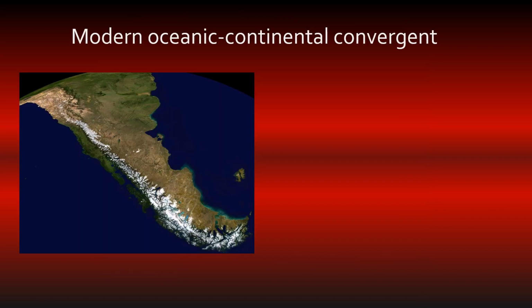A modern oceanic continental convergence, or OC convergence, can be found down here, like I said, in the western portion of South America, where the Pacific plate all along here is subducting underneath the South American plate. And there's that volcanic mountain range that we see moving all the way up.